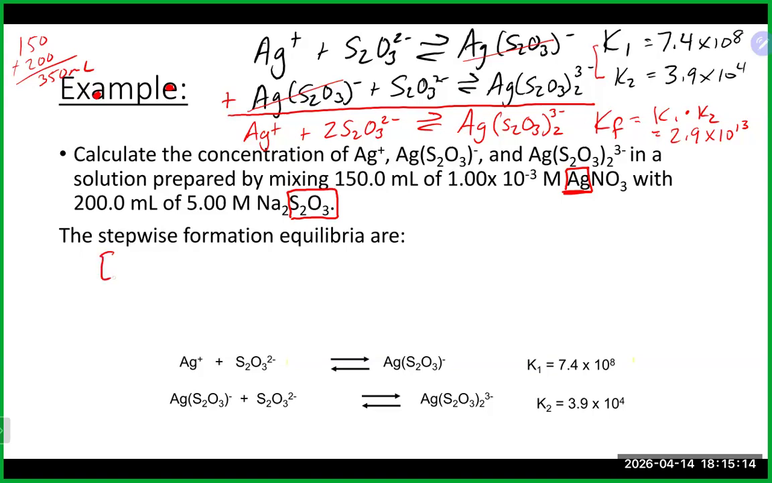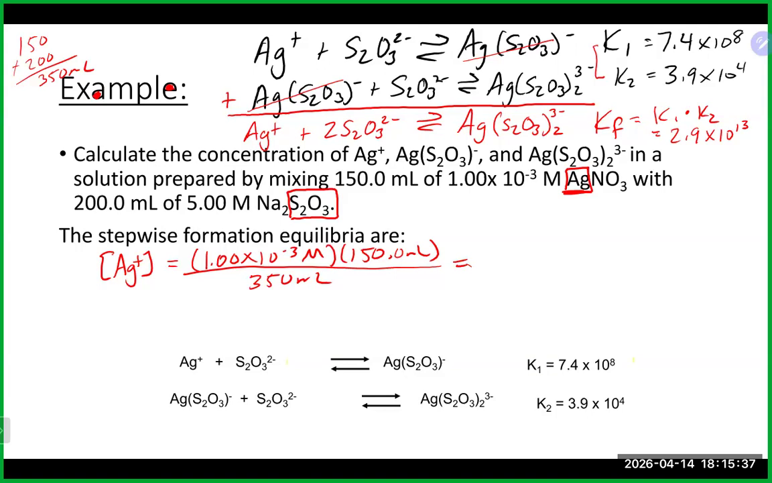If we want the concentration of silver that we put together, it will equal the molarity of our silver nitrate, 1 times 10 to the minus 3, times the volume we're using of it, 150 milliliters, divided by our total volume. And a reminder, if we're using our dilution equation, we can't leave everything in milliliters. It's all good. 1 times 10 to the minus 3 times 150 divided by 350 gets us 4.29 times 10 to the minus 4 molar. That is essentially our silver concentration as we mix them together.